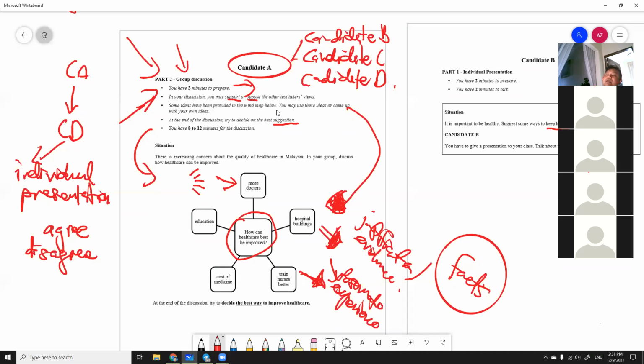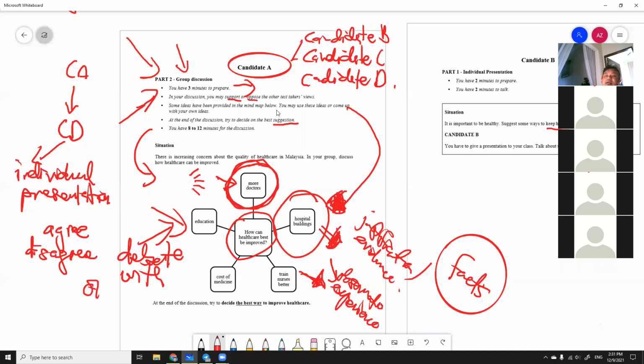Or maybe some of you would agree. But during the discussion, you can actually agree or disagree. For example, I don't think so, or maybe I disagree with your opinion. This is because I think we still need hospital buildings, even though you would say that more doctors would be needed, but if we don't have a place for the doctors to work at, there will be no point as well. So this is where you would actually debate with other candidates, in a healthy way.